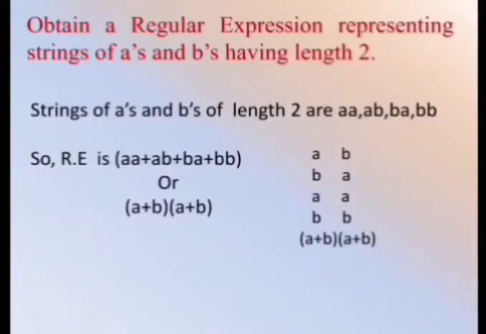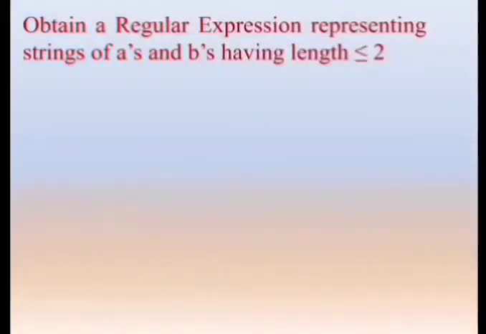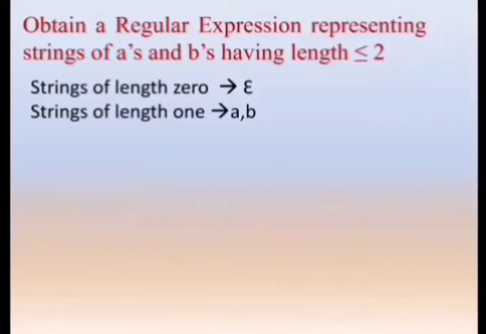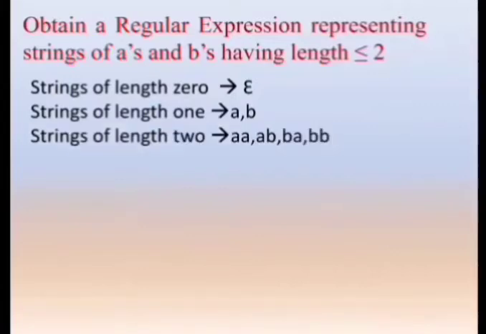One more problem: obtain a regular expression representing strings of A's and B's having length less than or equal to 2. According to the question, the length of strings can be 0, 1, 2 but not 3. So the string of length 0 is epsilon, that is the empty string. Strings of length 1 are either A or B. Strings of length 2 can be either AA or AB or BA or BB.